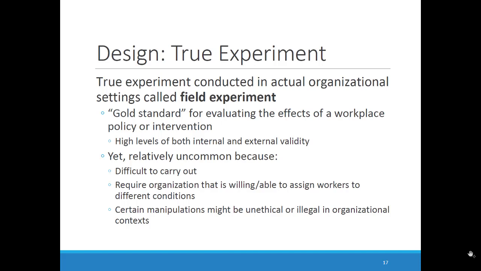So they have high levels of internal validity because they have that control, and they also have good levels of external validity because they're in the actual setting where the work happens. However, that all seems great, right? But they are relatively uncommon because they're difficult to carry out in organizations. They require that a company is willing and able to assign workers to different conditions and use random assignment. And certain manipulations might be unethical in organizational contexts, like I mentioned before. So you have to think through these different things, and these are reasons why they're fairly uncommon.